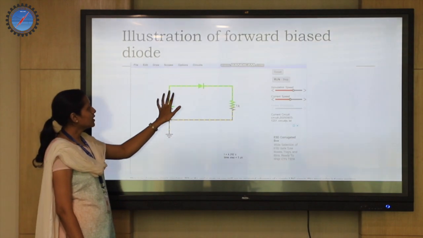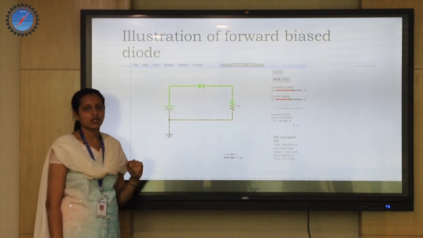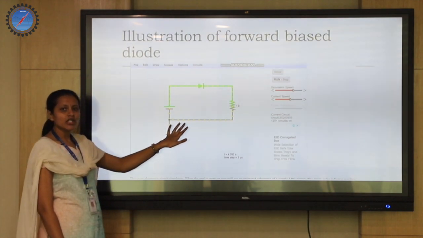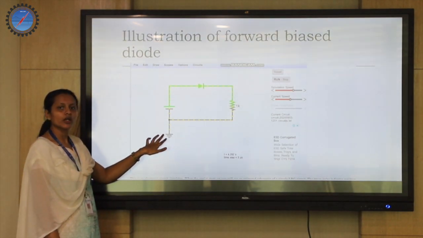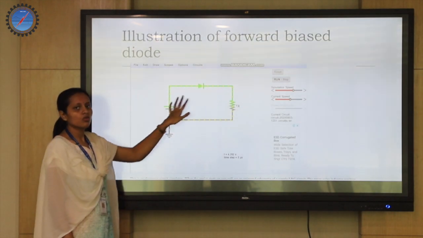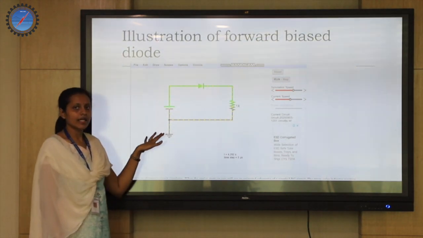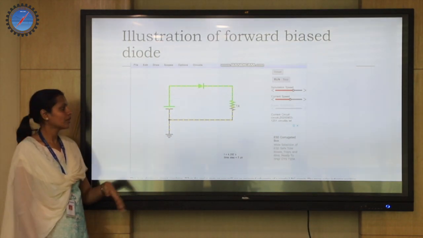So here the green line indicates the potential. How is the potential here and the potential here? The potential here is less, right? It is connected to the diode. The potential here is more. What is the potential that we applied? 5 volt. And the movement of the charge carriers indicates the current flow.